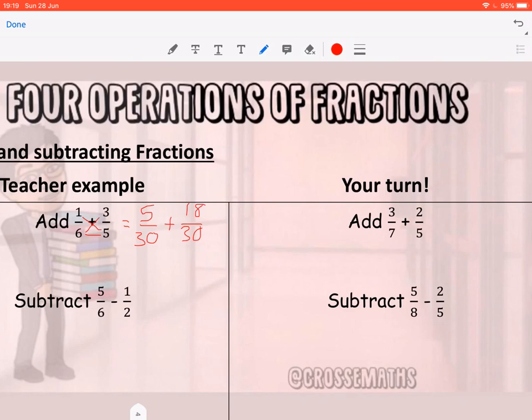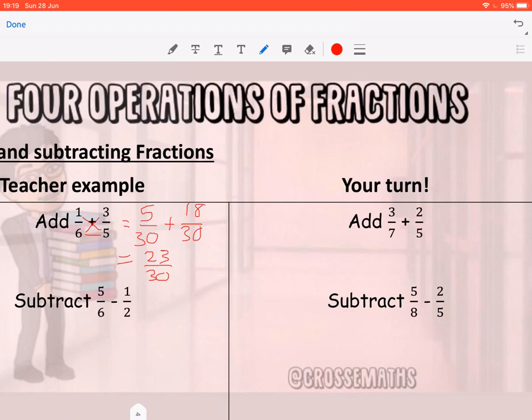Now these fractions here are exactly the same as the ones they gave us in the question. However, they've been scaled up so we can add them together because the bottom numbers are now the same. So because the bottom numbers are both 30, it's going to be over 30 in my answer. 5 plus 18 is 23. So my answer is 23 over 30. That can't be simplified because 23 is a prime number.